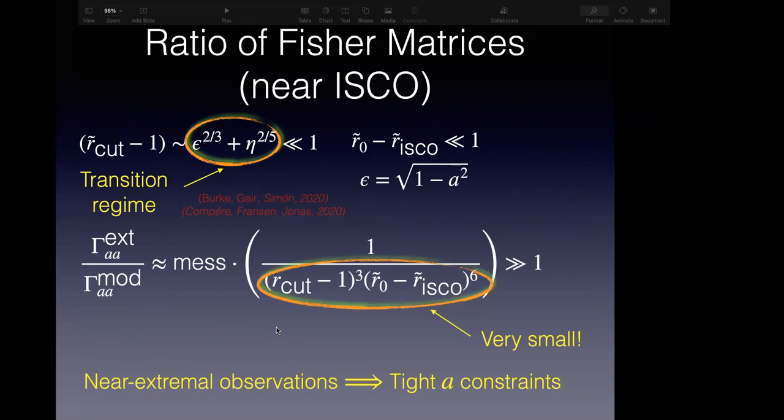And this leads us to believe that we require the system to be basically near extremal to get such high precision on how well we can measure the spin parameter. Okay, so this kind of concludes the analytical part. The rest are all just pretty plots. Are there any questions before I continue, or is this fine for the time being?